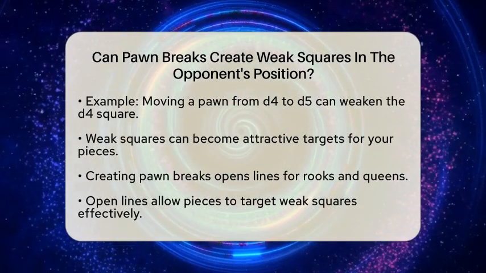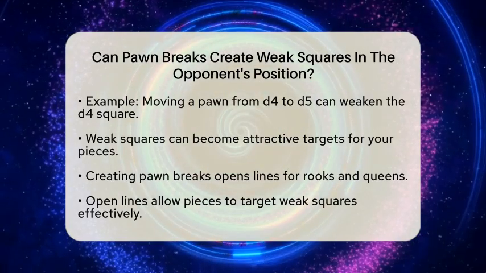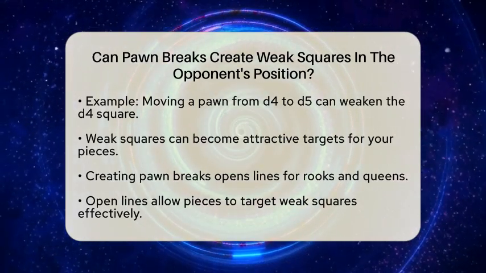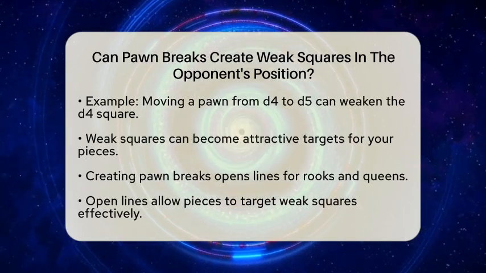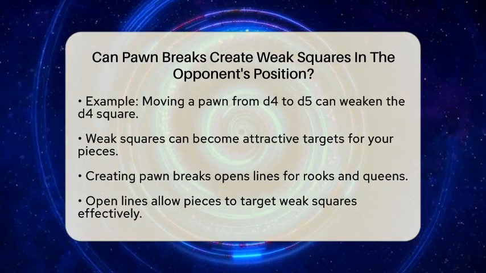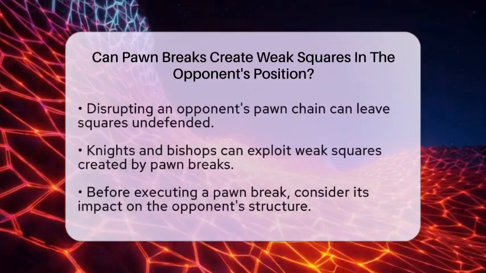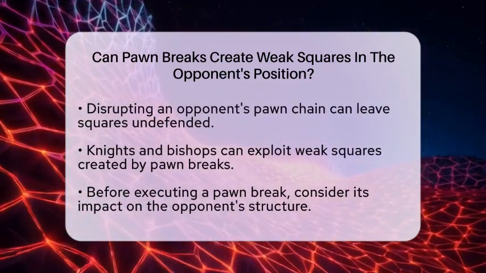Another important aspect is the opening of lines. When you create a pawn break, you can open lines for your rooks and queens. These pieces can then target weak squares along those lines. If your opponent has pawns that are not well supported, those squares can become vulnerable and easy to occupy.